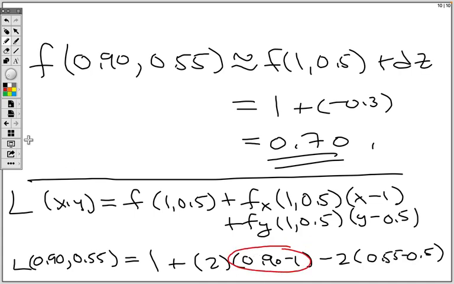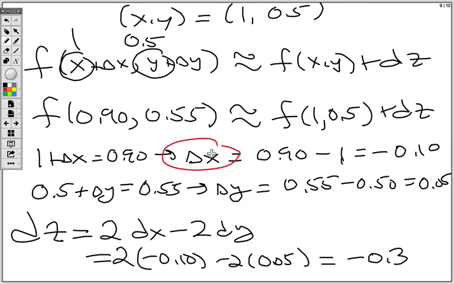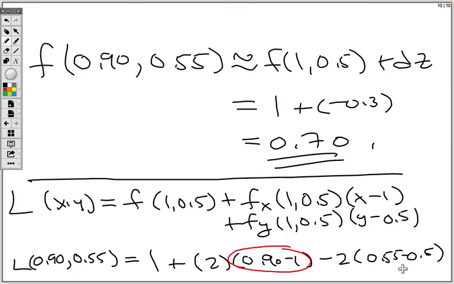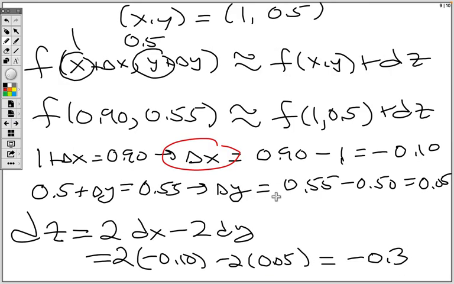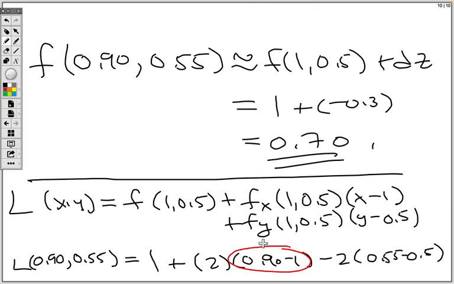(0.9 minus 1), the new x minus the old x, that's exactly the delta x. 0.55 minus 0.5, the new y minus the old y, that's exactly delta y. So this is your delta x, this is your delta y. This piece right here is exactly the same as the dz.